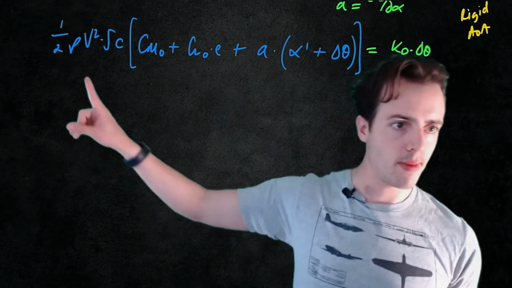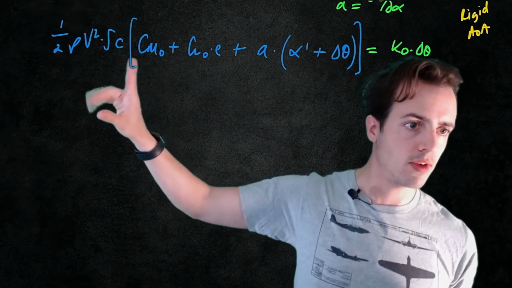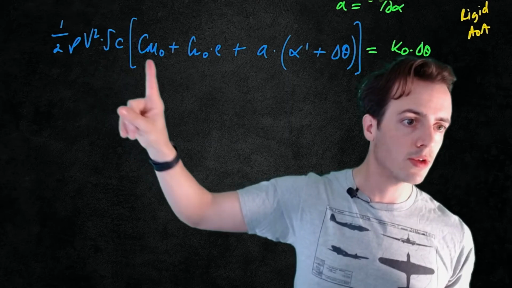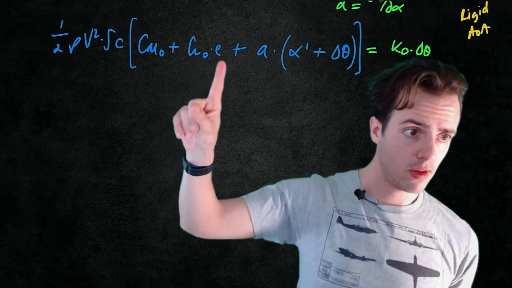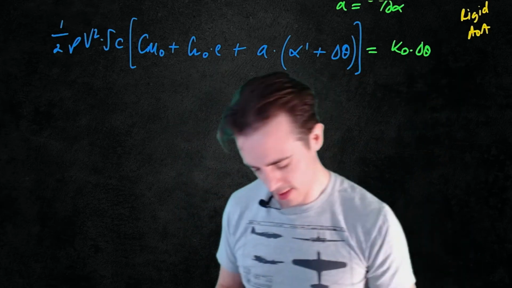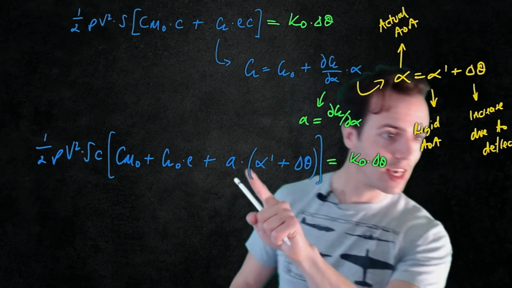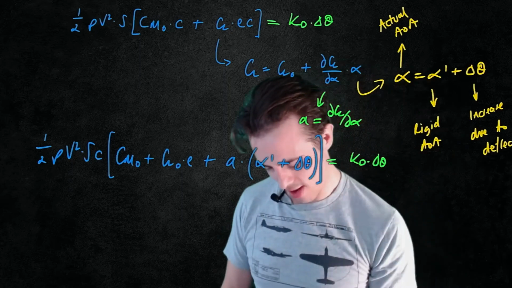Okay, so I've got dynamic pressure, wing area, chord, zero lift pitching moment, zero incidence lift coefficient, elastic margin. I should have an A. This isn't right because I need to have an A and E in here as well. Okay, so this was nearly right.